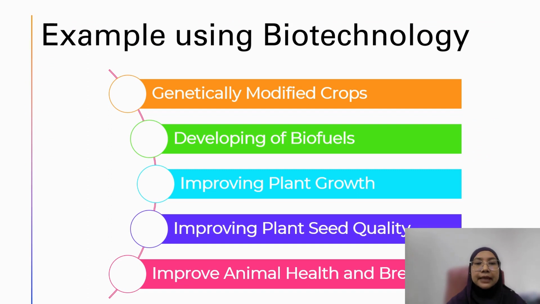And there are some examples of using biotechnology. GMO, genetically modified crops, where we try to modify the crops as desired. Development of biofuel, improving plant growth to make sure that the plant is resistant to environmental stress. Improving plant seed quality, as we know that seed is the important starting point before the plants can grow. And improving animal health and breeding to make sure that breeding is successful and can have good quality.